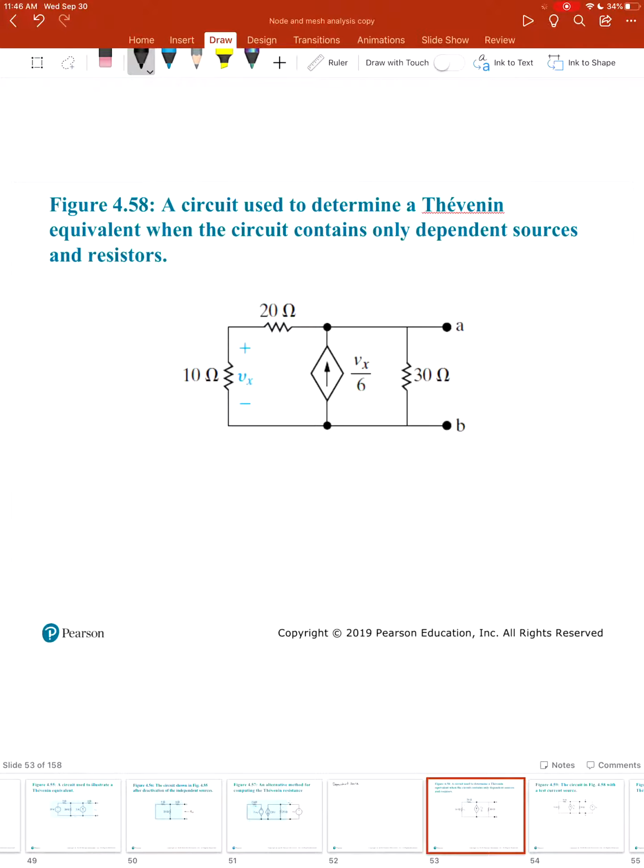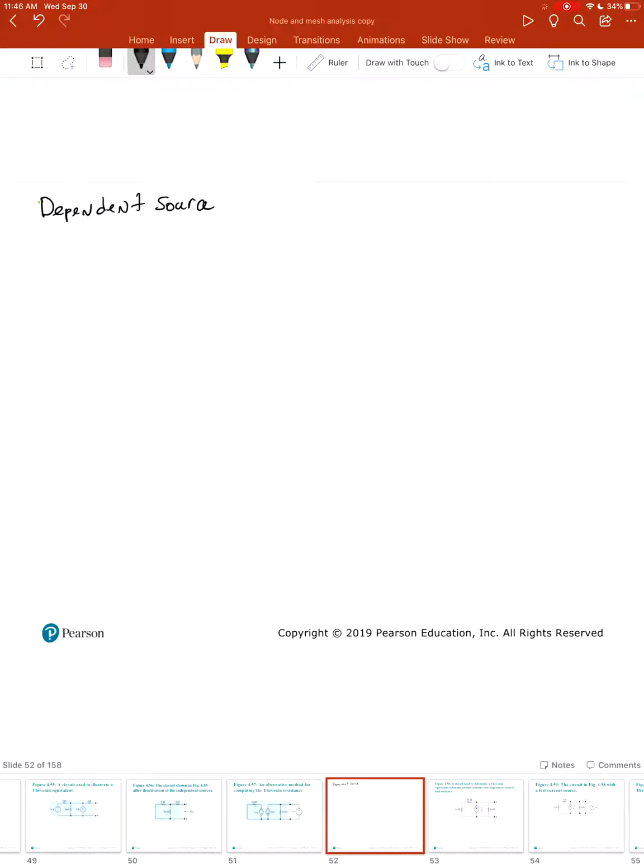Now, dependent sources require special consideration. First of all, there's no independent source in this problem, so there's no way to determine Vx. In this problem, we would end up with Vx as an undetermined variable. So in order to find our Thevenin equivalent, we have to use kind of a special technique. What we're trying to get to is a circuit that looks like this.